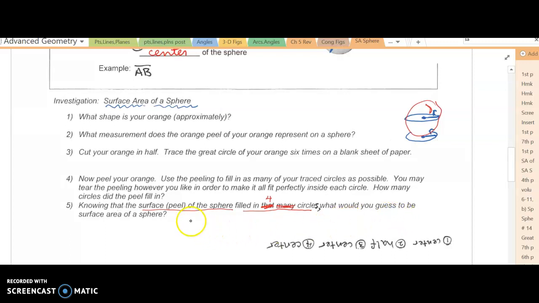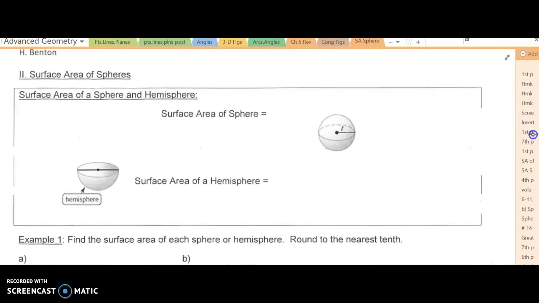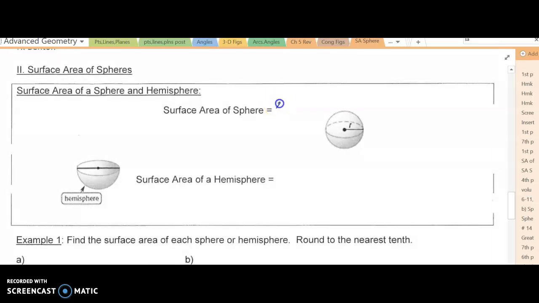Couldn't you say that if the area of a great circle here is pi r squared, and these radii are the same for both the orange sphere and for the great circle, wouldn't I just have 4 circles? Don't I just have 4 pi r squared? So guys, that's the surface area of a sphere. So let's go over here to the box and let's fill that in. So surface area of a sphere is 4 pi r squared.